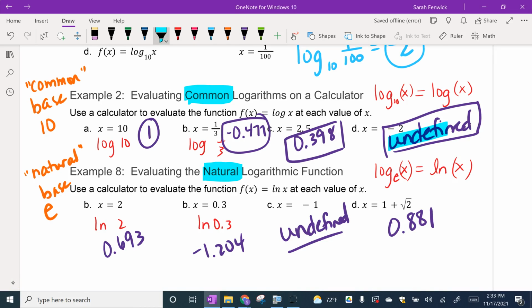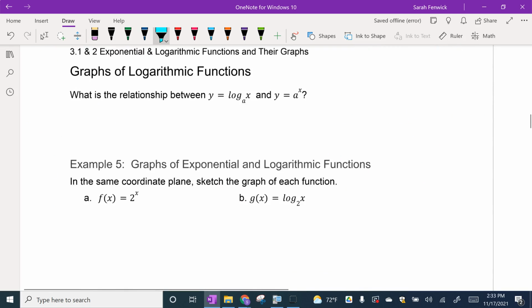I do want to point out real quick, we had two undefined answers because it was specified earlier that x could not be negative. Okay? You cannot have a negative argument. So those both came out with errors in the calculator, which makes them undefined.